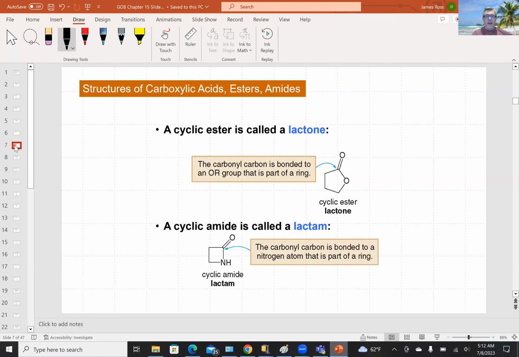Okay. We can have acyclic or linear structures. We can also have cyclic structures. So a cyclic ester is shown above. It's known as a lactone. So a lactone is just generally a cyclic ester. We again can see it's an ester because we have the carbonyl group.